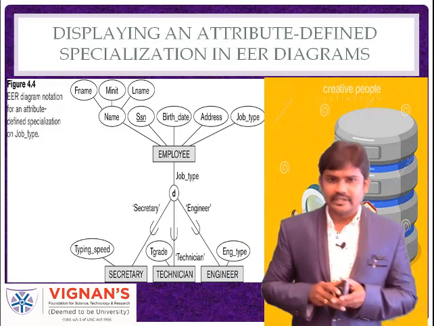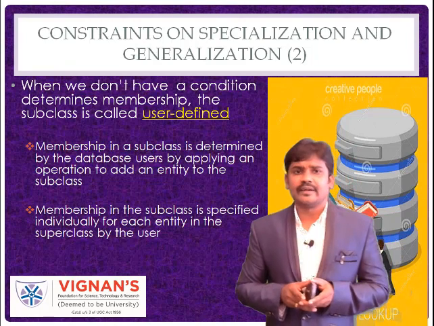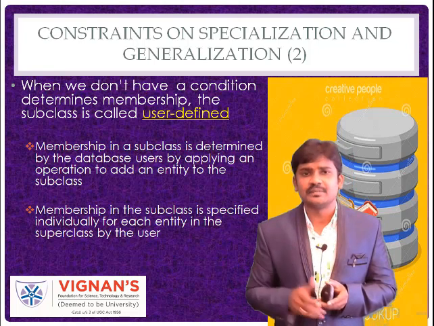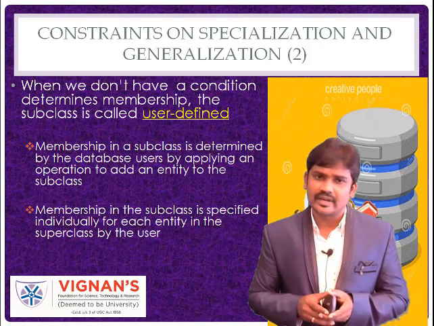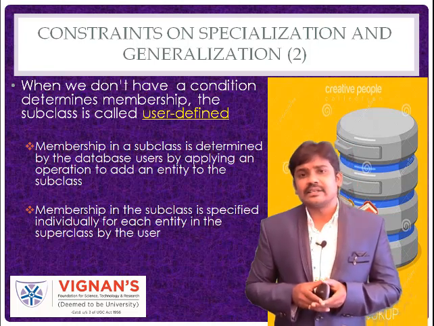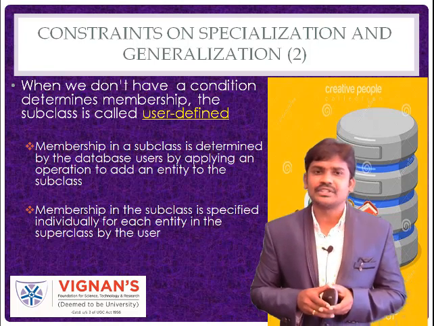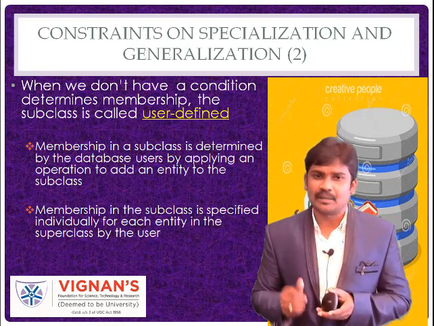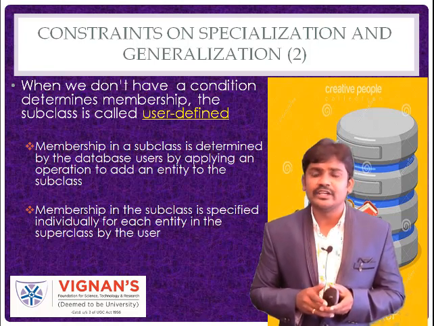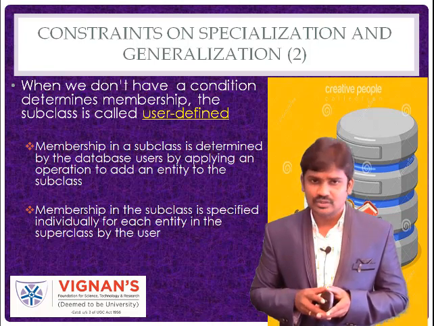Single line with D. Next see user defined. When we don't have a condition that determines the membership, the subclass is called user defined. So the membership in a subclass is determined by the database users by applying an operation to add an entity to the subclass, and a membership in the subclass is specified individually for each entity in the superclass by the user.